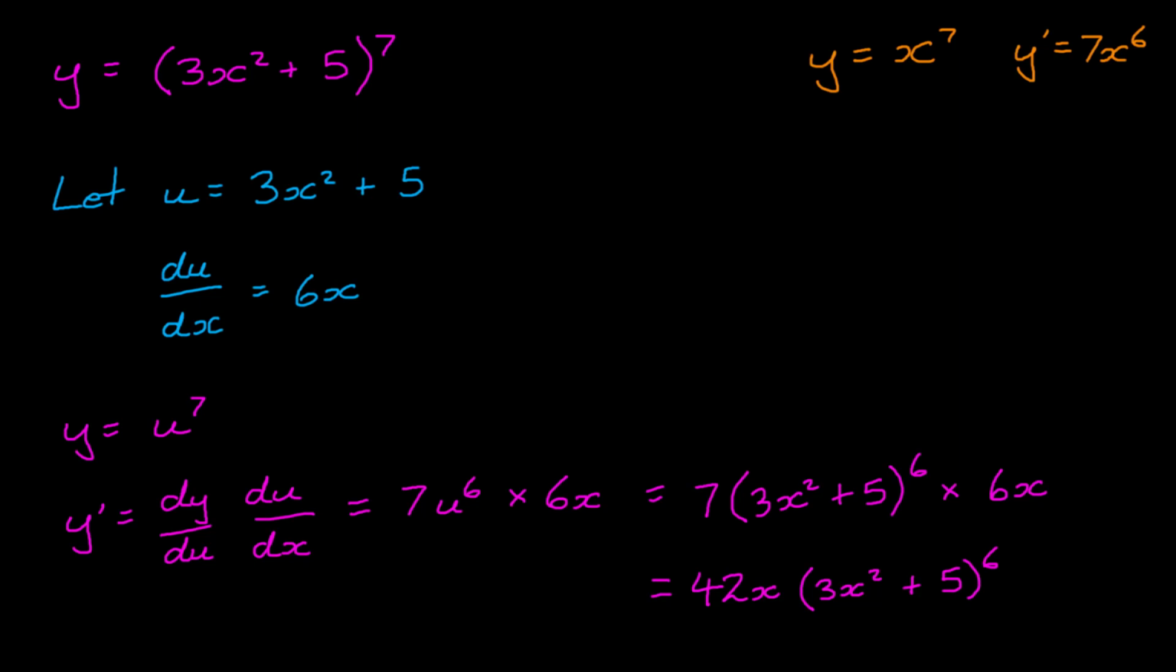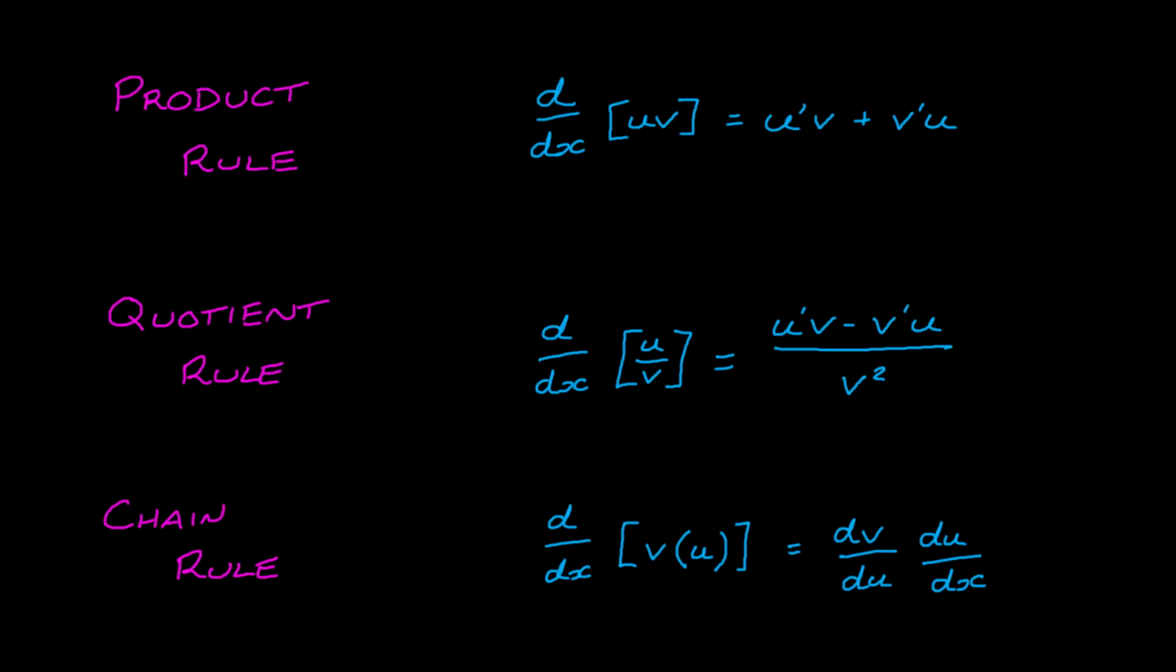What we've essentially been able to do is differentiate 3x squared plus 5 to the power of 7 as if it was a much simpler function, x to the power of 7, as long as we multiply by the derivative of that inner function. When writing these rules, it's common to use u and v in place of the two functions f of x and g of x.